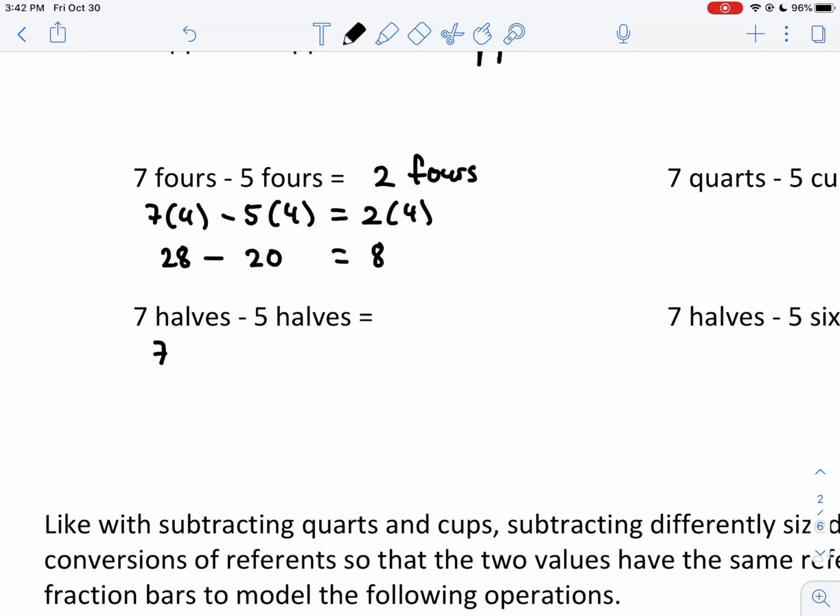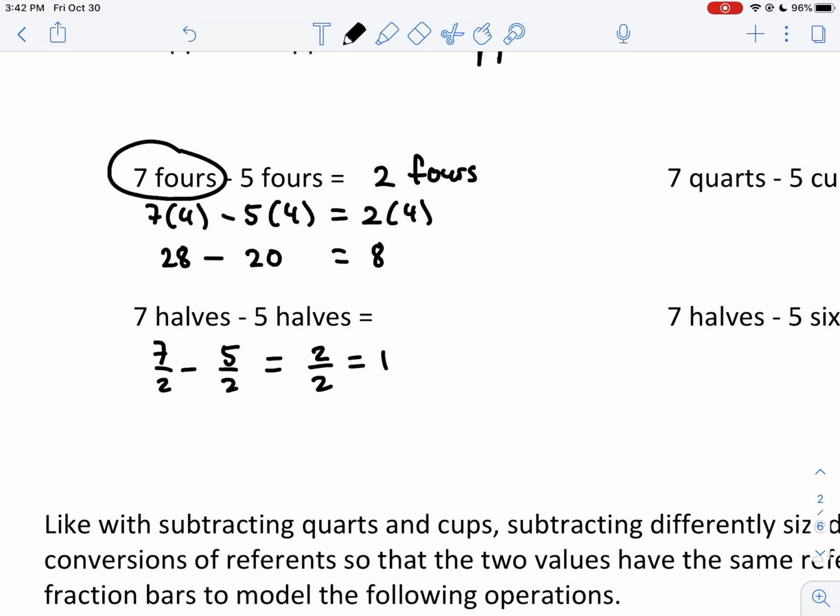7 halves minus 5 halves, right? So here's 7 halves, and you take away 5 halves. Well, that leaves you 2 halves left, but 2 halves makes 1. And here we're referring to something here. 7 halves of something, like of a pie. Same thing with the fours.